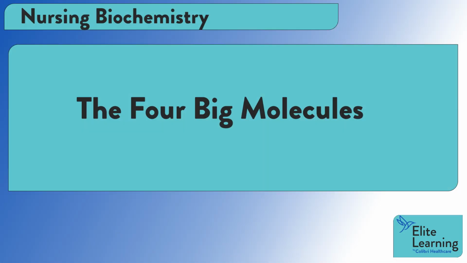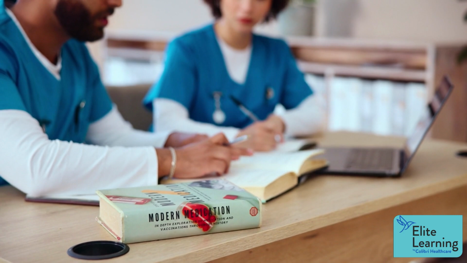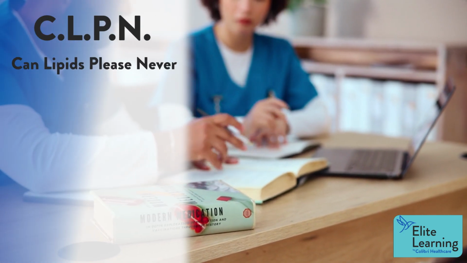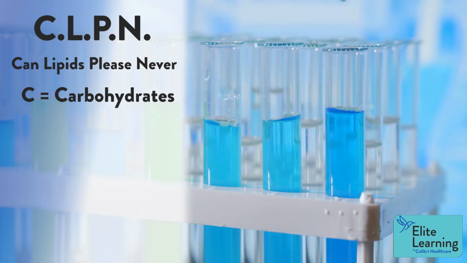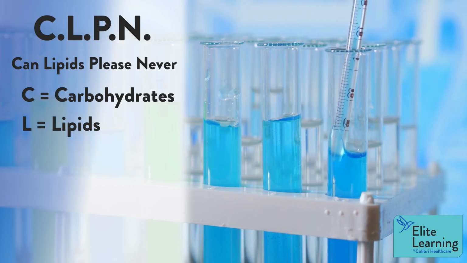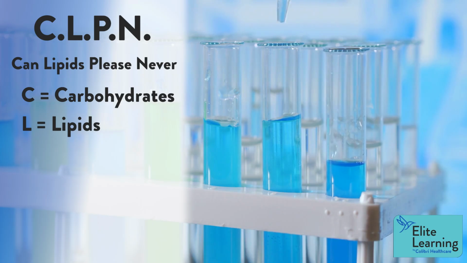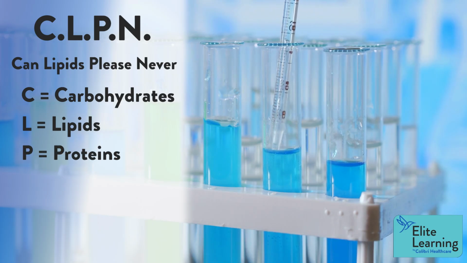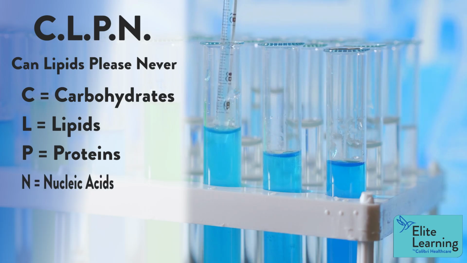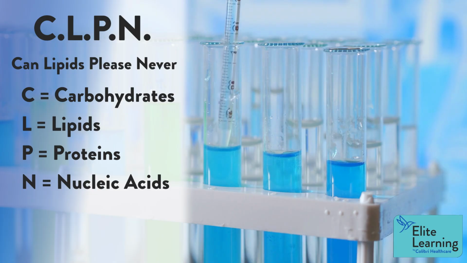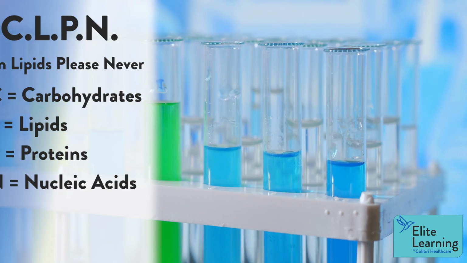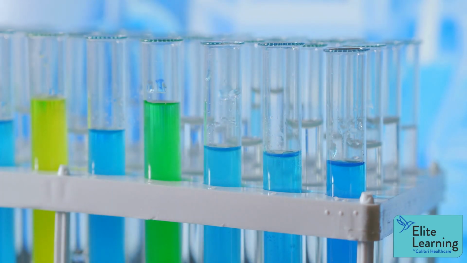Lock down the 4 big biomolecules with one trick. CLPN. Can lipids please never? C is carbohydrates, your fast fuel. L is lipids, energy storage, hormones, and the bricks of cell membranes. P is proteins, which build tissue and act as enzymes. N is nucleic acids, DNA and RNA, the recipes that tell cells what to make.